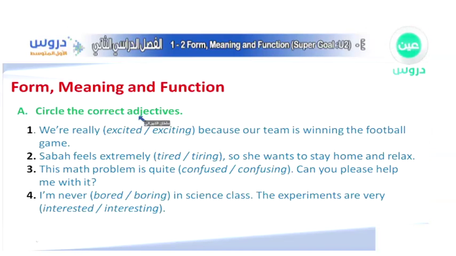So let's go to the exercise. Circle the correct adjectives. Okay, we want to make a circle. We are really excited or exciting because our team is winning the football game. So what do you think? We are really excited or exciting? Excellent, Muhammad. Yes, it is excited. We feel excited. Excellent. Thank you very much, Muhammad.